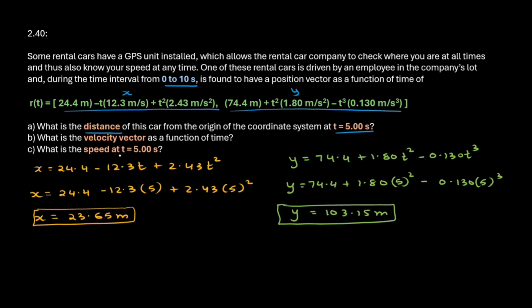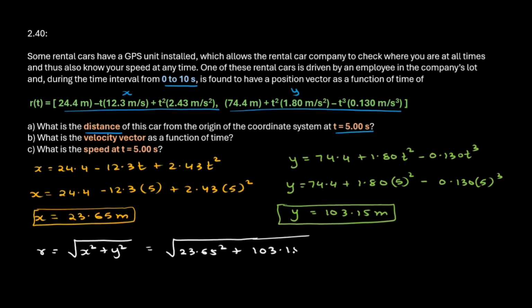After we find the x and y component of position at time t equals 5 seconds, we will find the distance by using Pythagorean theorem. So we find the distance as r equals square root x squared plus y squared, which is equal to square root 23.65 squared plus 103.15 squared, and you get the distance to be equal to 105.8 meter.